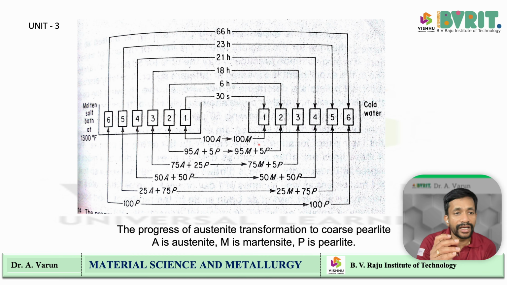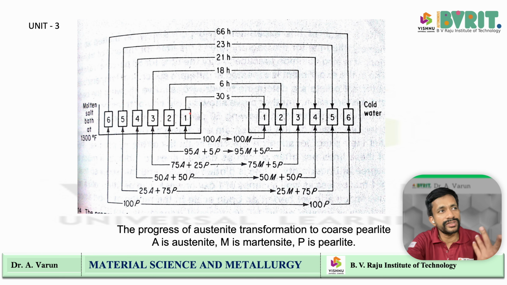So let us take a separate experiment wherein we hang, as you can see in this one, 6 such specimens using a small thread in a bath. Now this bath is held at different subcritical temperatures, below 723. So let us take the first specimen and hold it at a subcritical temperature, let's say 623.